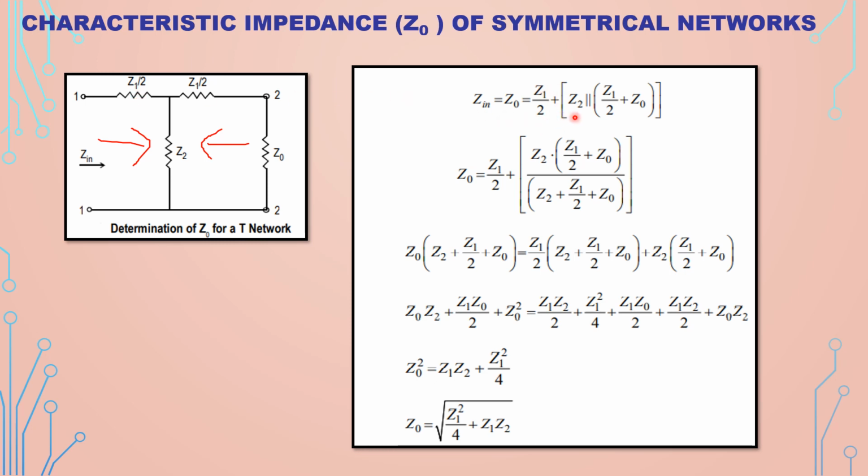Z1 by 2 plus Z2 in parallel with Z1 by 2 plus Z0. Then I apply the parallel rule, product by sum. Then I take an LCM, split the terms, and cancel the common terms. I get the expression for the characteristic impedance of a T network. What is the characteristic impedance of a T network? Z0 is equal to the square root of Z1 squared by 4 plus Z1 Z2.